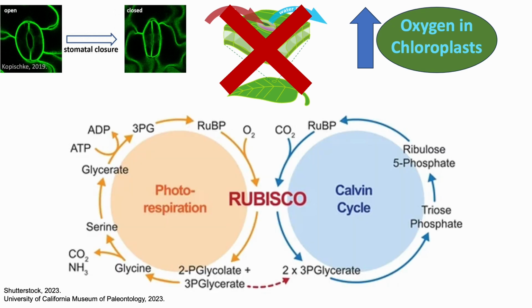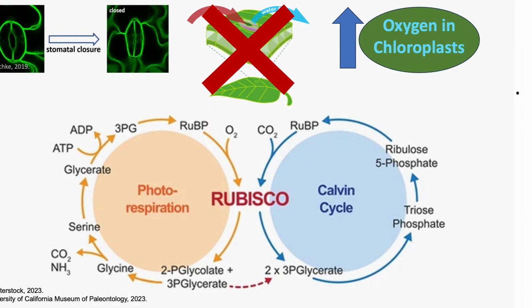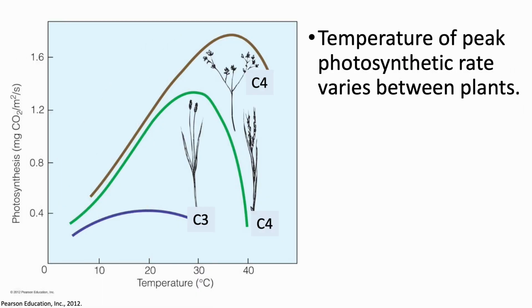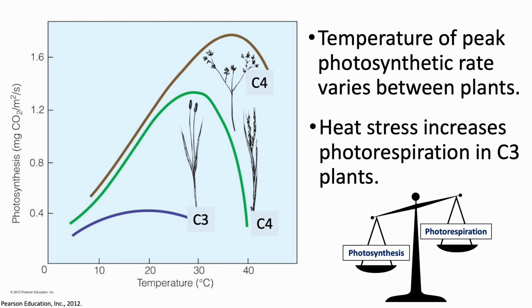Rubisco, the enzyme responsible for incorporating CO2 in the Calvin cycle during photosynthesis, can preferentially interact with oxygen instead, resulting in a net loss of fixed carbon through the wasteful process of photorespiration. Some plants have adapted to resist and even alleviate photorespiration, reaching their peak photosynthetic rate at higher temperatures than less heat-resistant plants. Photosynthesis in C3 plants is inhibited at high temperatures, which instead induces photorespiration. C4 and CAM plants have developed anatomical adaptations that prevent photorespiration under high temperature conditions.